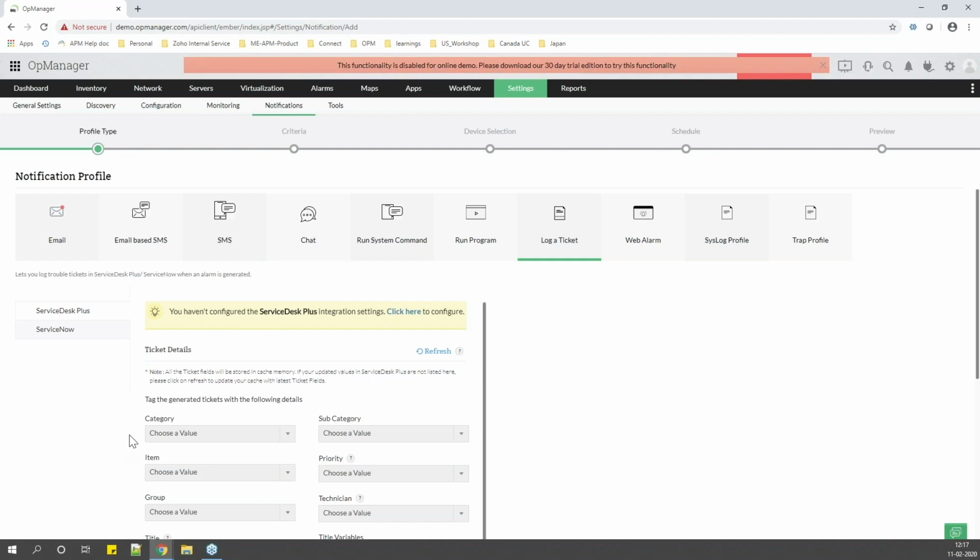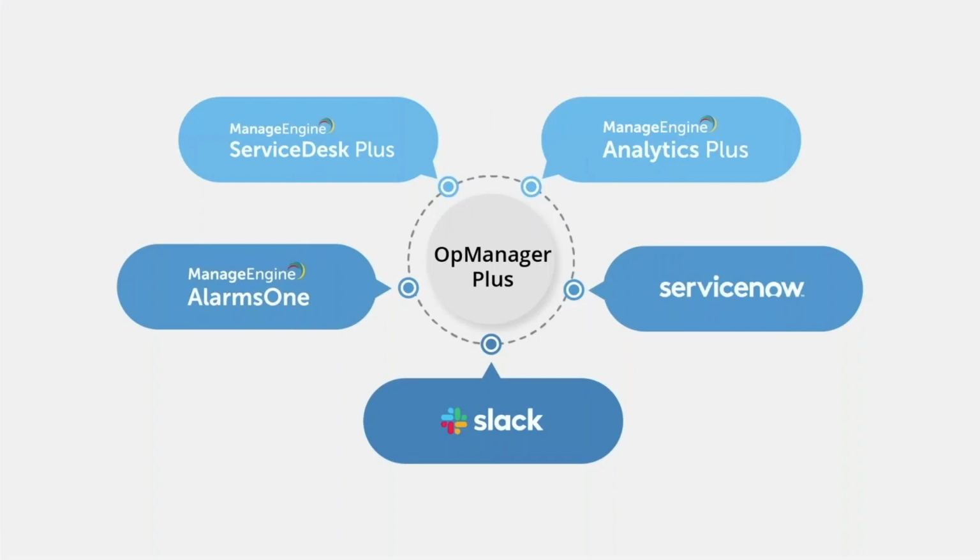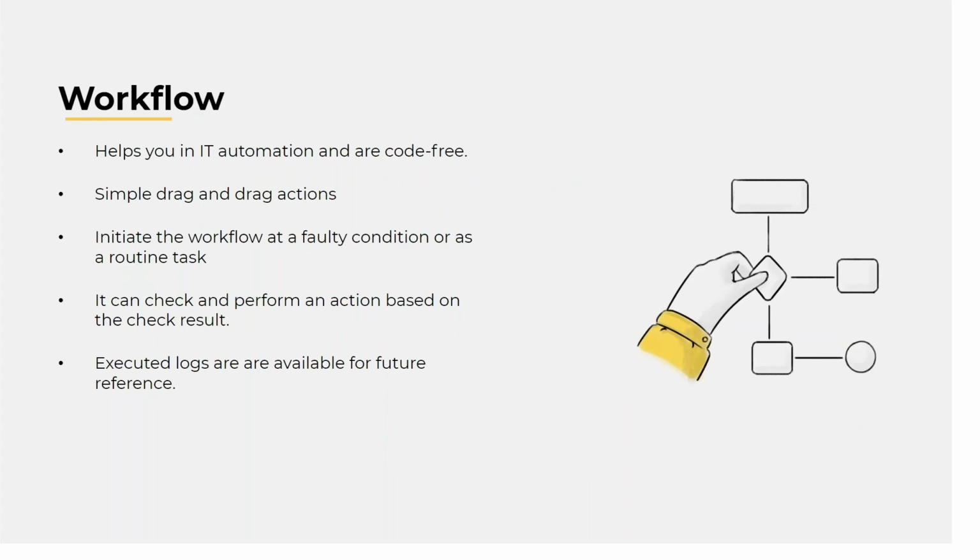Now coming to the automation part that we have, that's the workflow. Workflow is a feature which will help you automate the IT infrastructure, and depending on the alarms that are getting generated, you can create your own workflow. So it's very simple. You just need to drag and drop the various conditions that you have and create meaningful information.